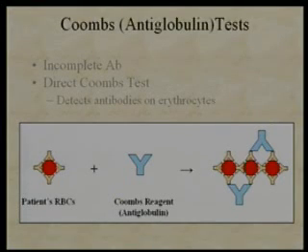A positive agglutination in the direct test means that your patient's sample did in fact have antibodies on the surface. A negative direct Coombs test means that there were no antibodies on your patient's erythrocytes. Okay? That's the direct test.